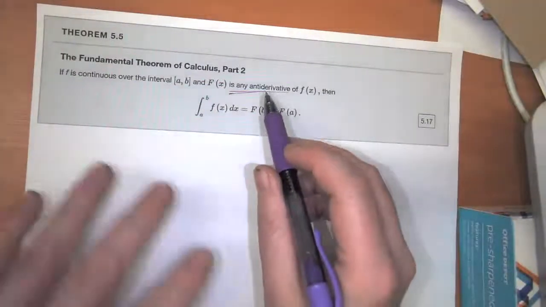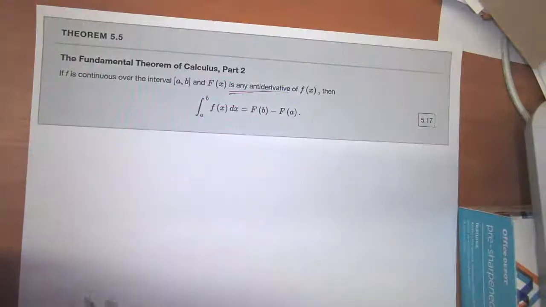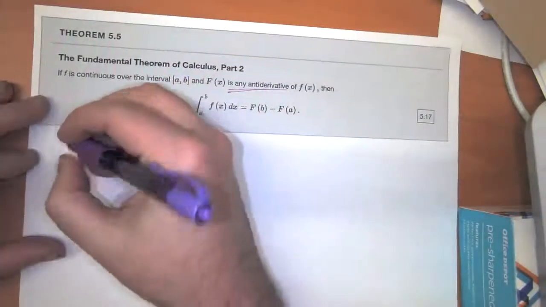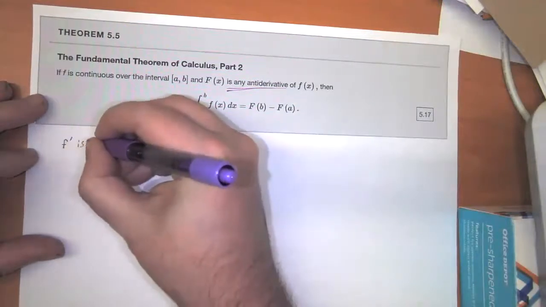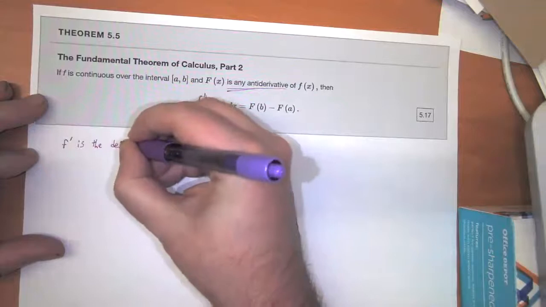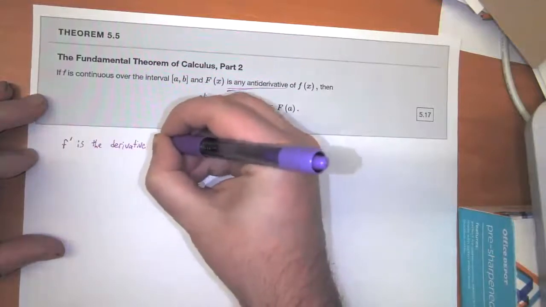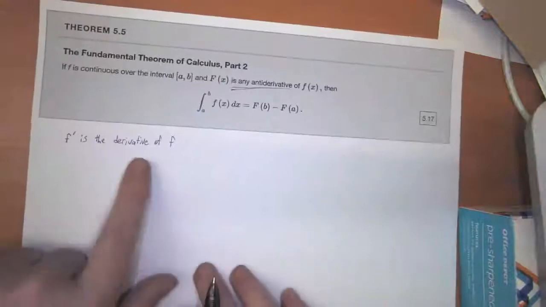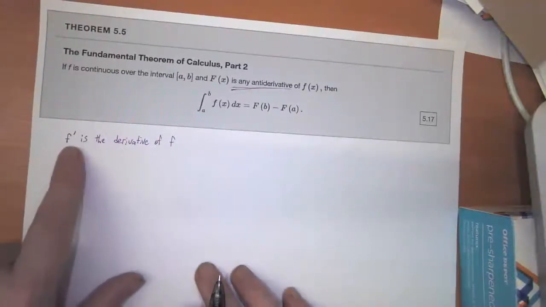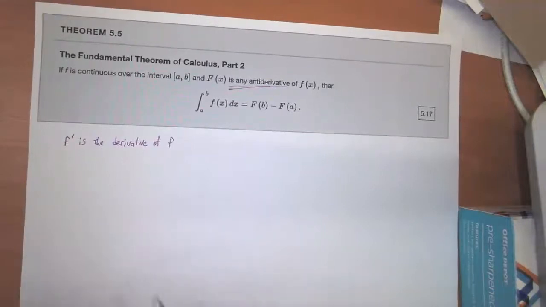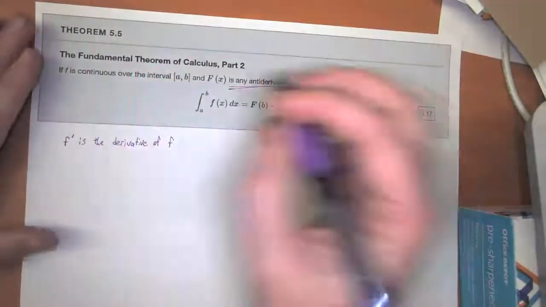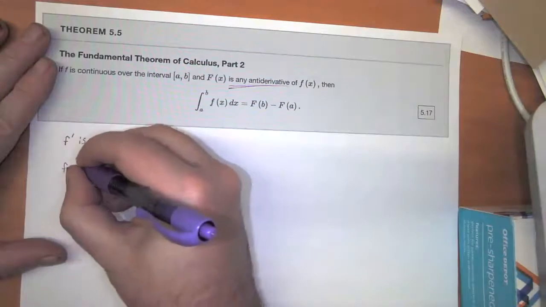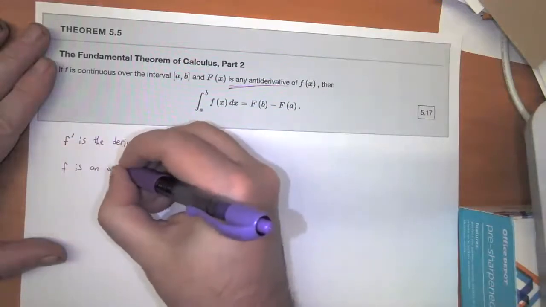So let me break down what antiderivative means. Remember that antiderivative is just the inverse of the derivative operation. So let me write down this statement that I hope you will agree is obvious. F prime is the derivative of f. I hope you agree with that. It's kind of the definition of derivative and the definition of that f prime notation. So here's what I mean when I say that antiderivative is the inverse of the derivative operator. I can say f is an antiderivative of f prime.